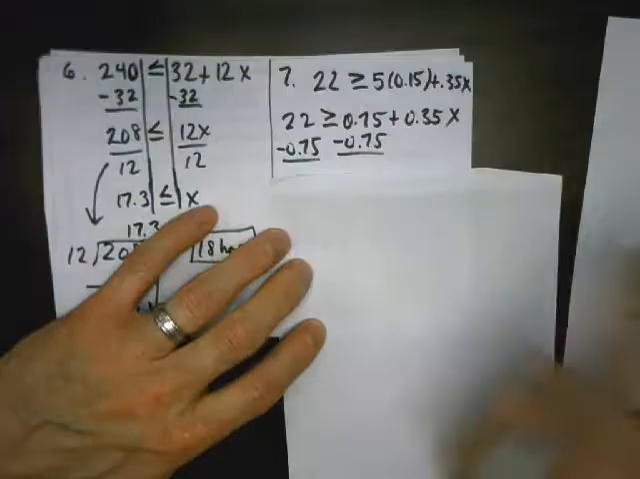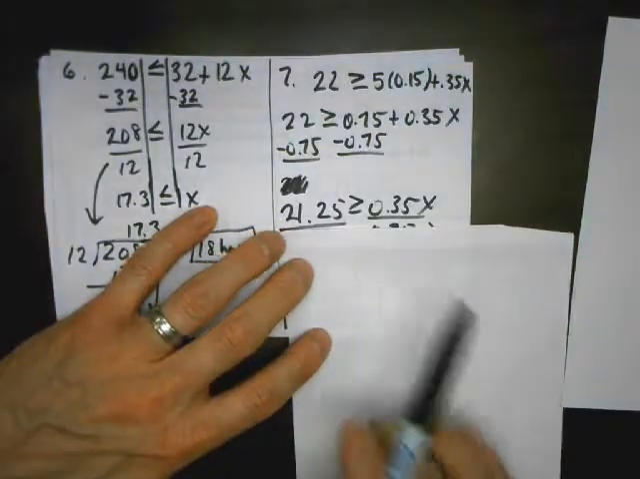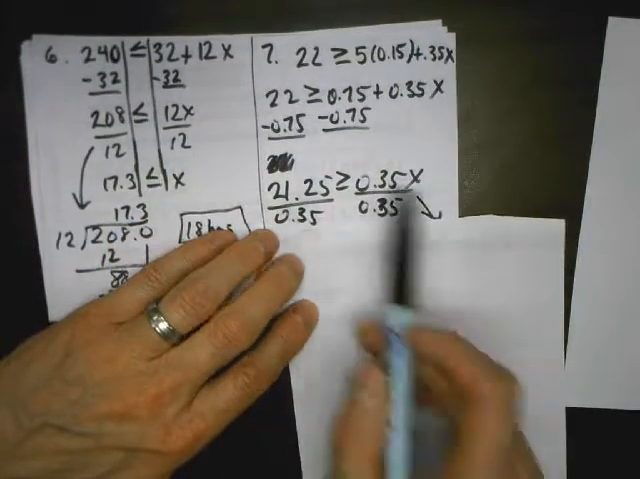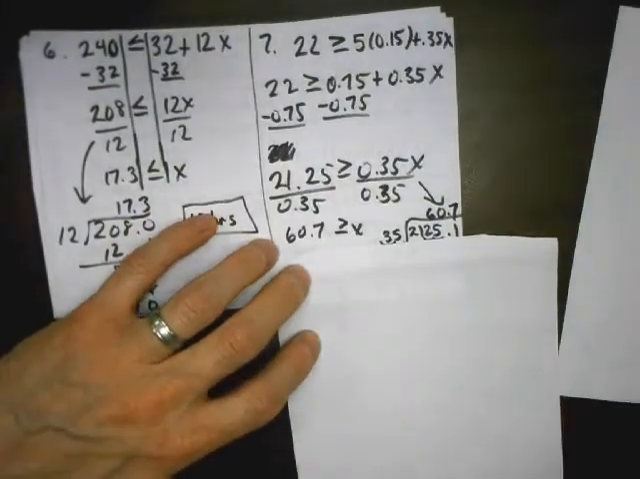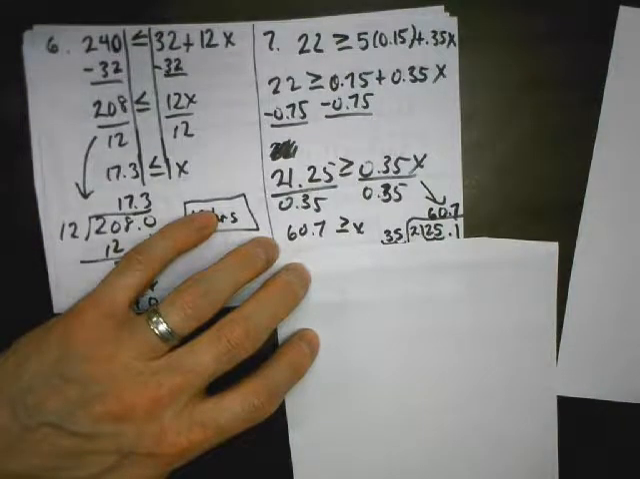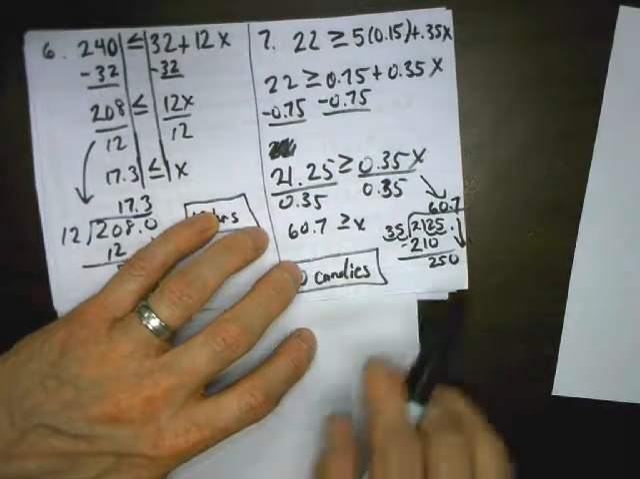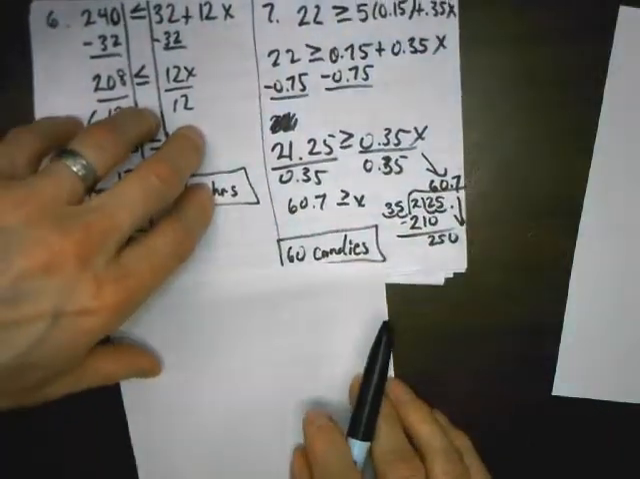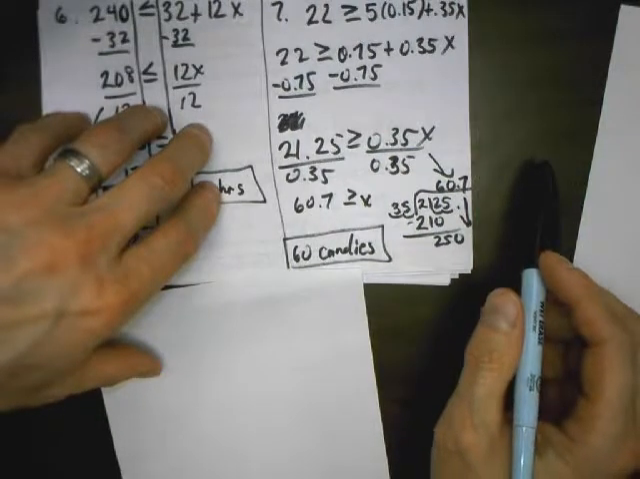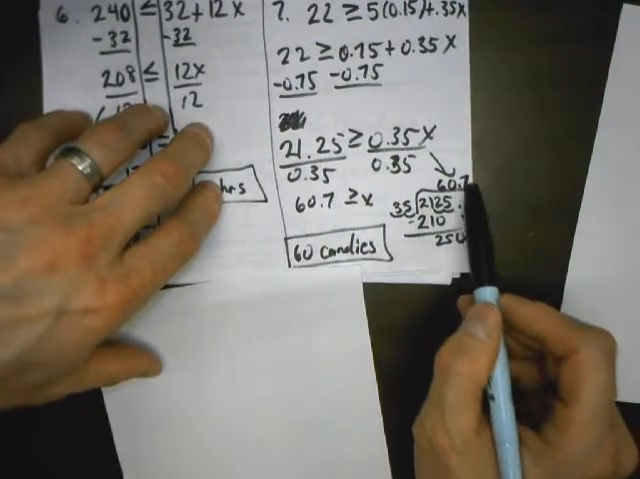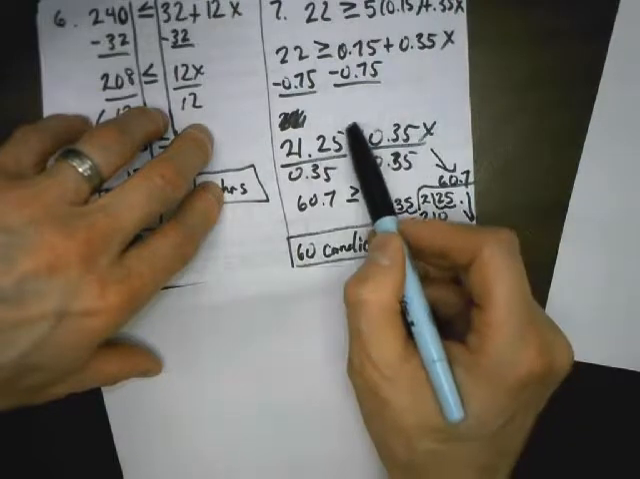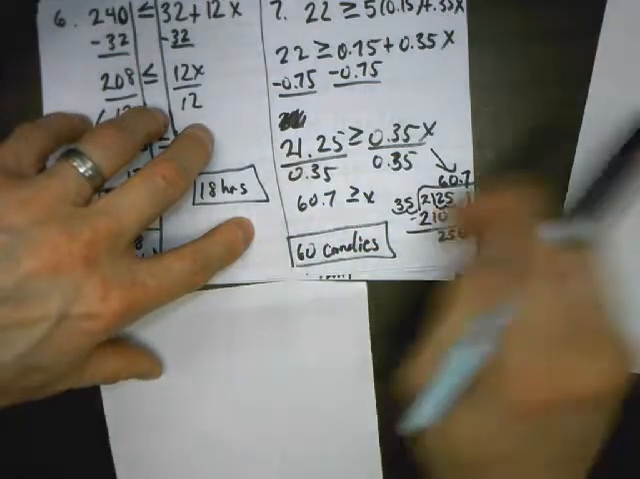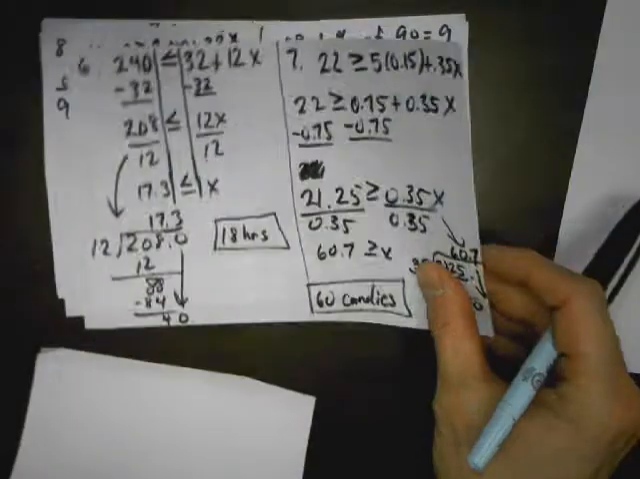If I go 22 take away 0.75, don't forget to line those decimals up. You should have got 22.25. Now when I divide by the coefficient, notice I don't reverse the inequality because I didn't divide by a negative. And then when I divide these two, I can show that work over here. I've got to clear the decimal, right? So I've got to clear the decimal here. And it's 60 point whatever. But it doesn't matter if this rounds up to 61 or not, because my answer has to be less than this. Because if I buy 61 candies, now it's too much money. This is a situation where you always have to round down.